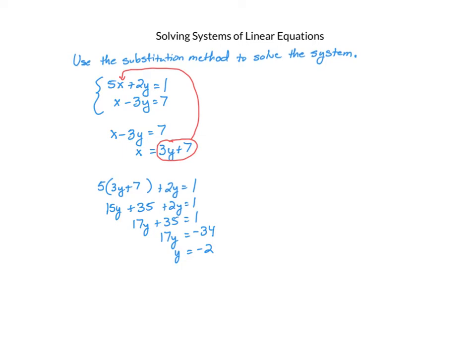Now I can substitute that -2 into this equation right here. I can substitute it in right here, or I can even come down here and substitute the -2 in right here. I'm trying to find the x value that goes with that y value. So let's substitute it in right here. So my equation would become x equals 3 times -2 plus 7. And I just have a little arithmetic to do here. And I have x equals 1. So the solution to this system is 1, -2.